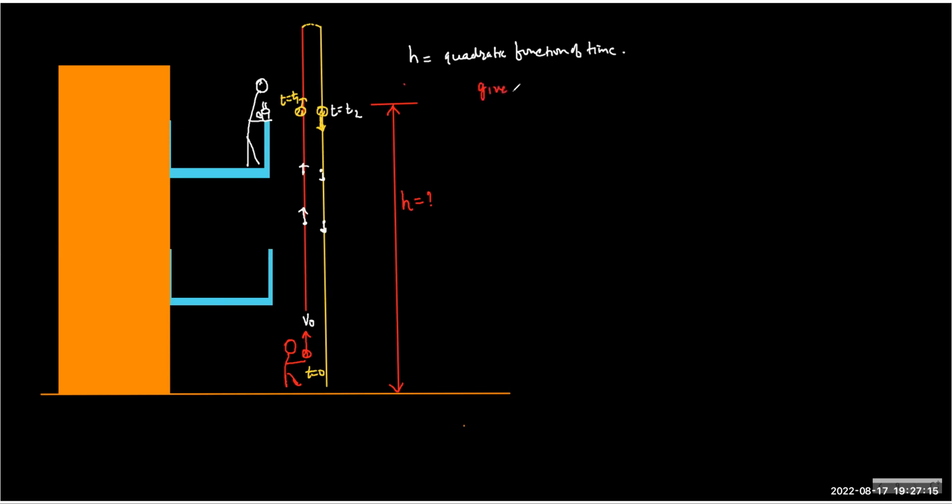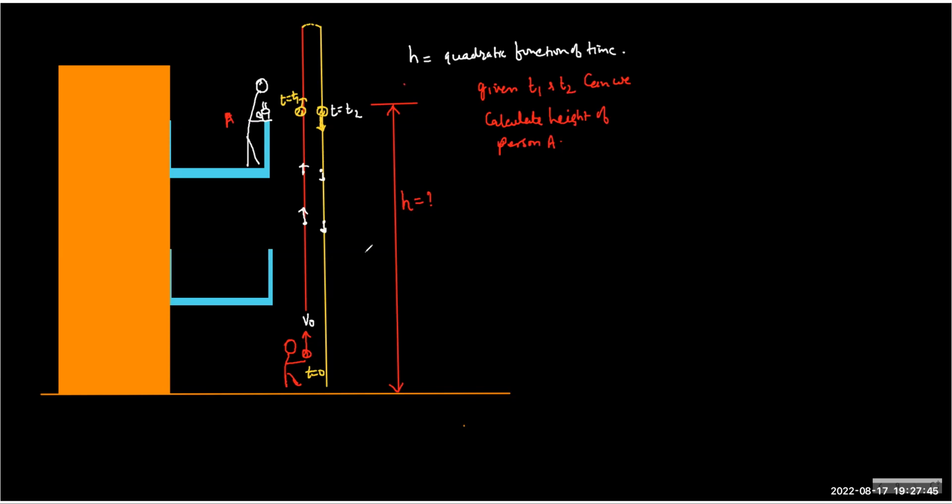So given t1 and t2, can we calculate the height of person A? So how to begin with?